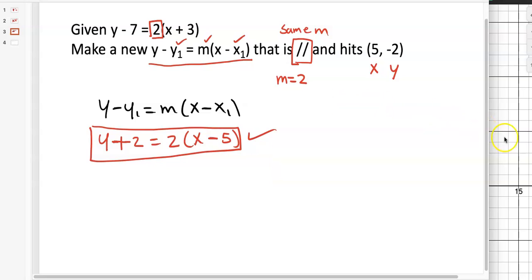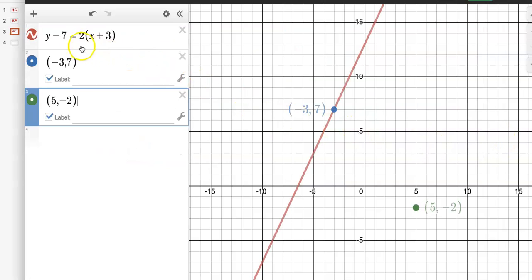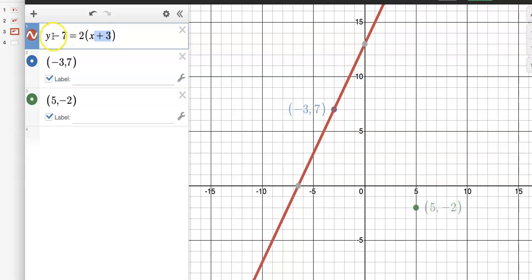So I'm going to physically show you what I just did. All right, so here's the original equation. y minus 7 equals 2 times x plus 3. So again, just to kind of hit home that idea of the oppositeness, if you see minus 7 and plus 3, you crisscross and make them opposite. This equation is going to hit negative 3 and 7. That's why it's called point slope form. There's kind of a point hiding in the equation.